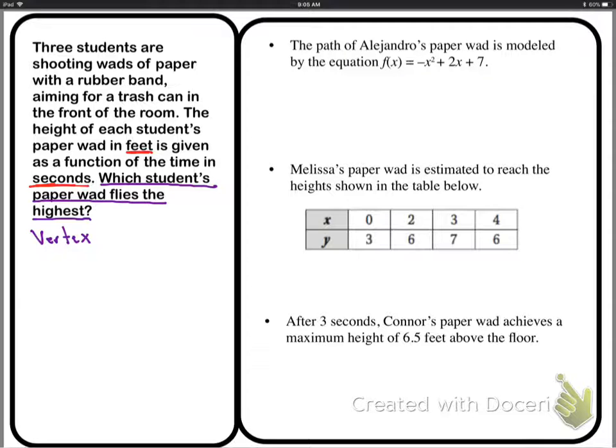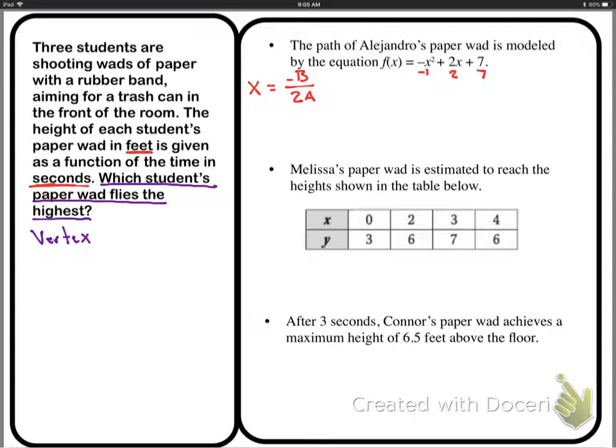Looking at the first one here, the path of Alejandro's paper wad is modeled by the equation f of x equals negative x squared plus 2x plus 7. That's in standard form. So I know to find the x value, again, this is review, we use x equals negative b divided by 2a. Right? A is negative 1, b is 2, c is 7. And we just plug in all the points that we have.